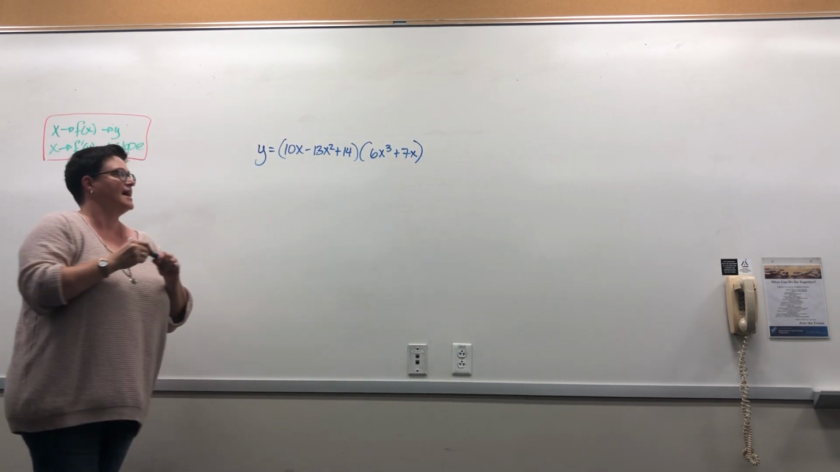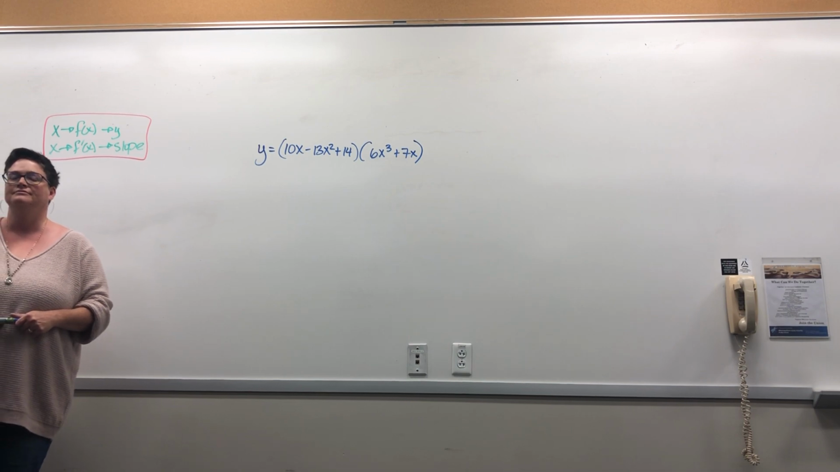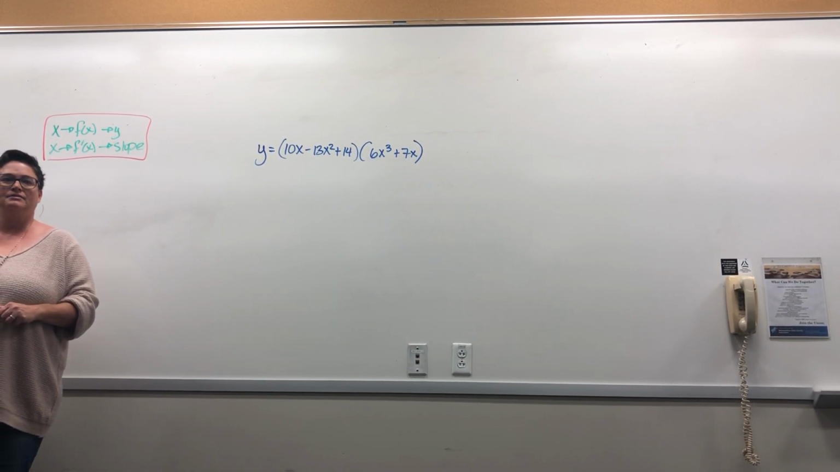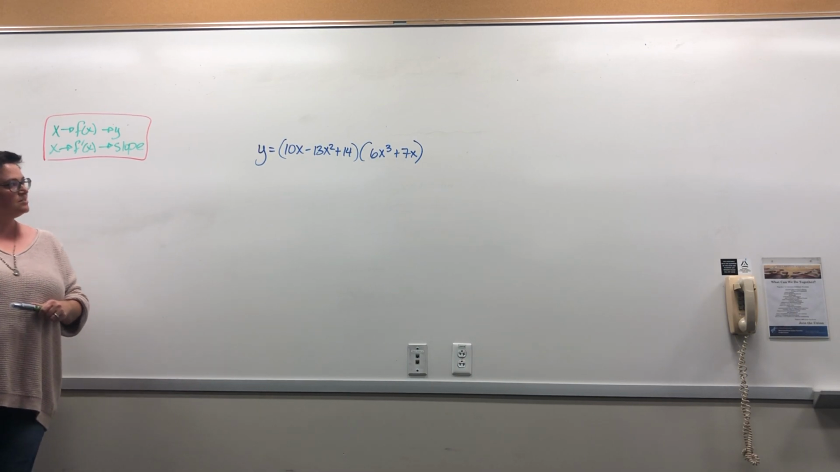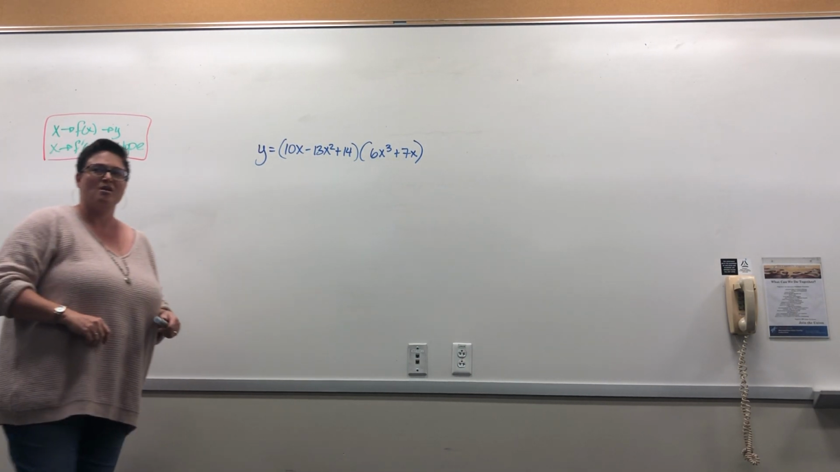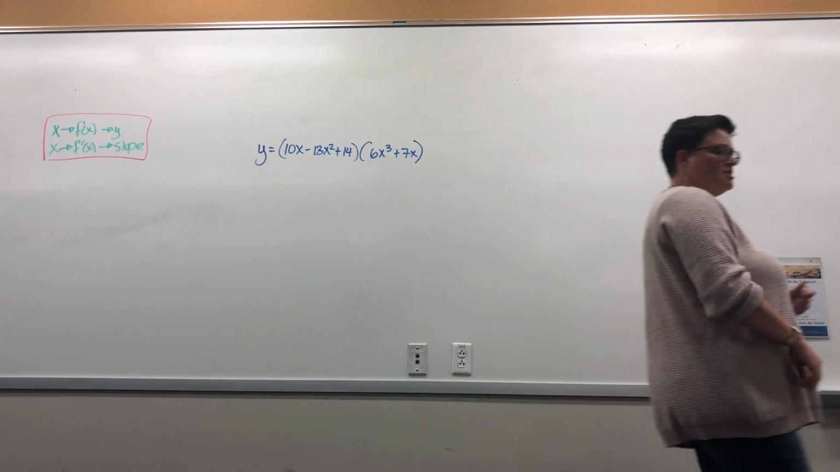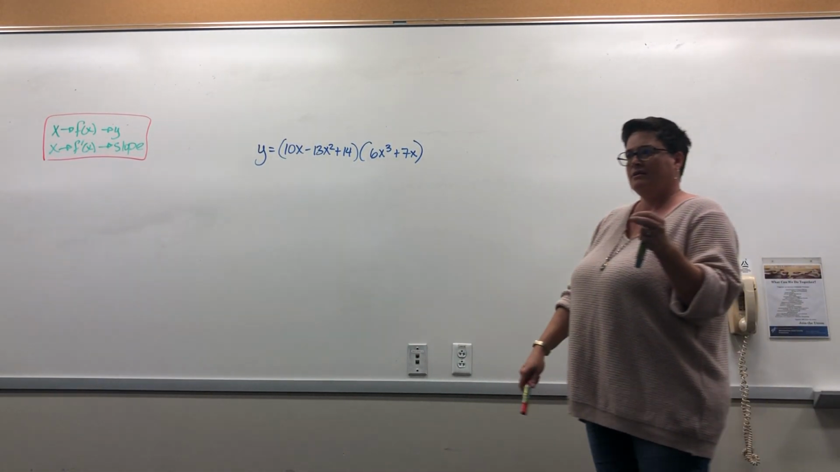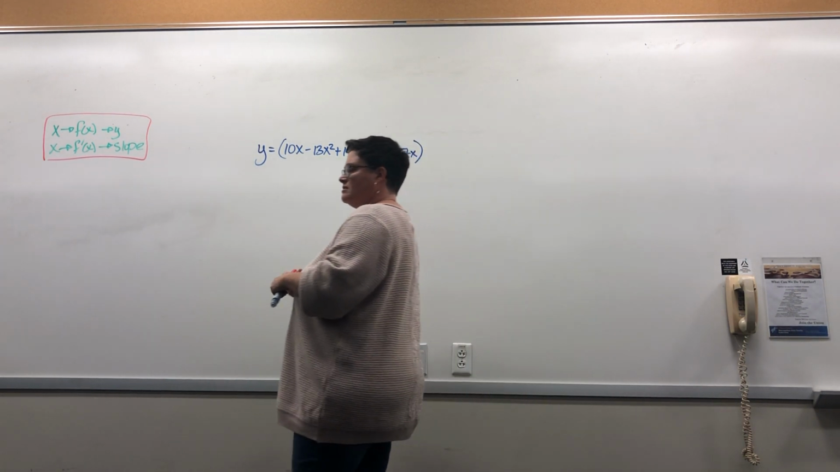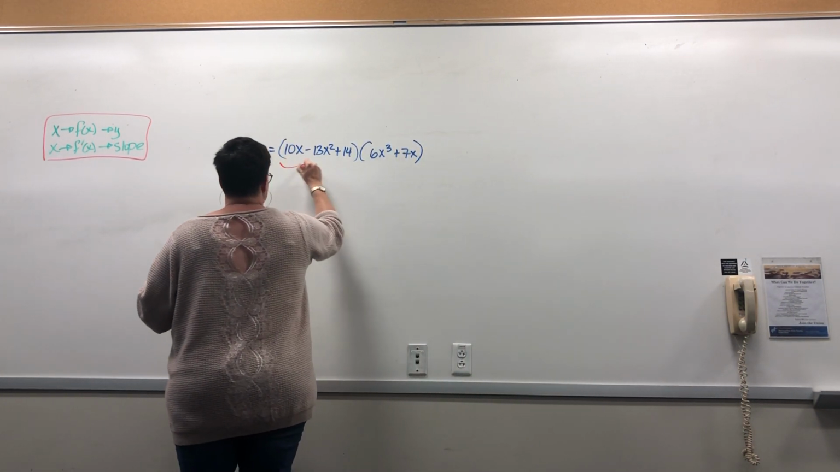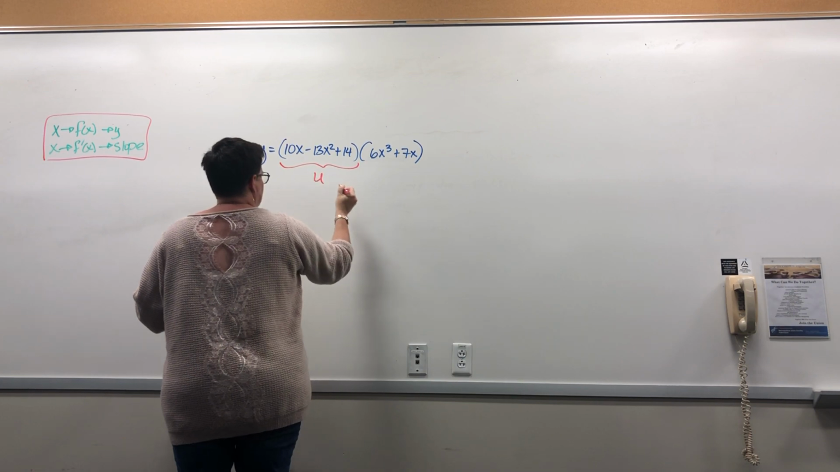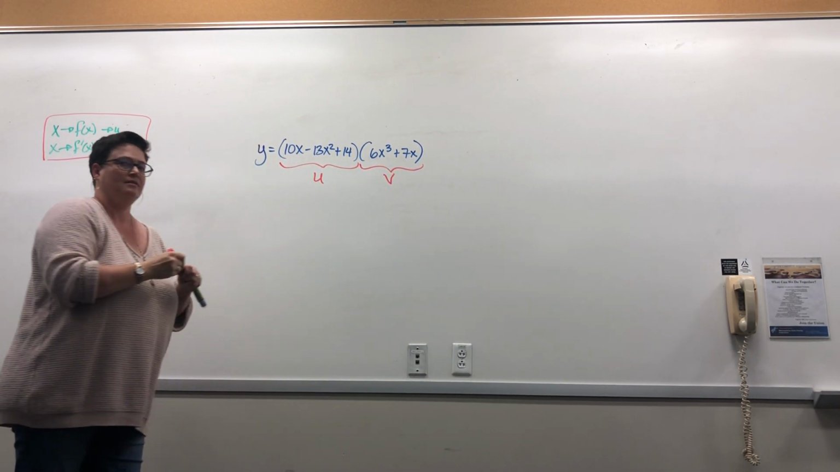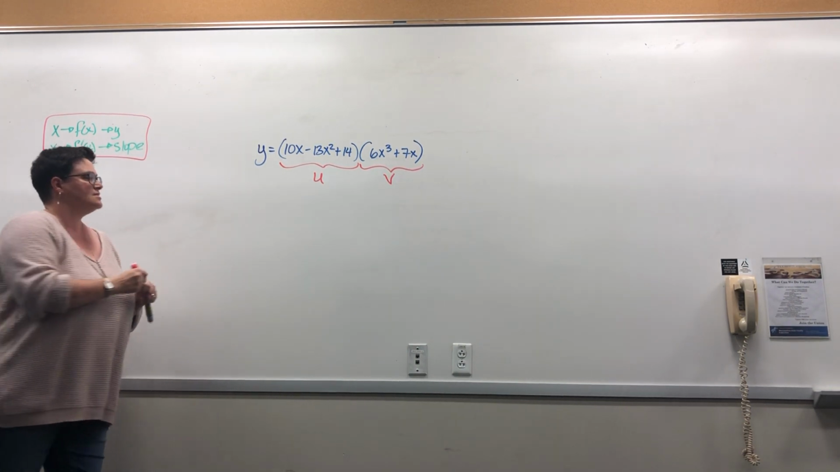Who wants to FOIL that before they take the derivative? Raise your hand if you feel like experiencing pain today. I don't. Instead, I'm going to use the product rule. So I'm going to define my bits, take the derivative of each bit, and then plug them into the formula. So what's my u? The first bit. And then what's my v? The second bit, right? So then what's u prime?